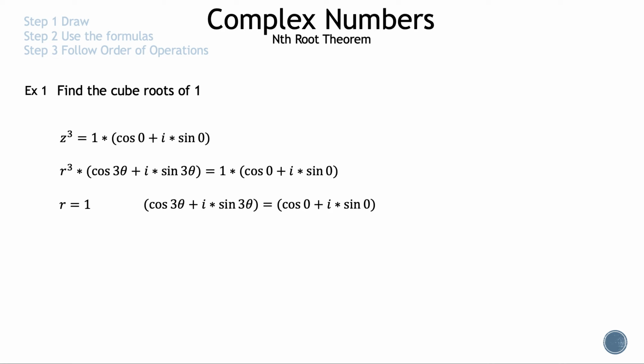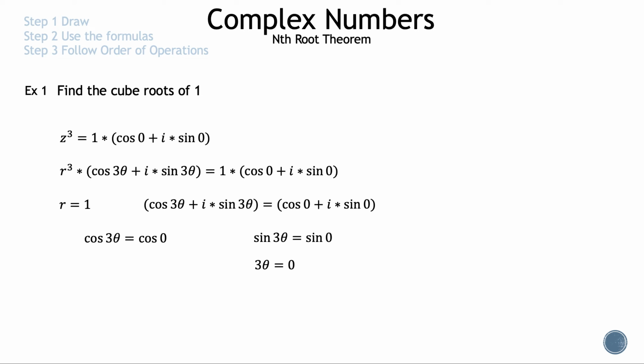Now, let's take a look at the complex solutions. We can separate that into two equations. The first equation, cosine of 3 theta is equal to cosine of 0, deals with the real numbers. And the second equation, sine of 3 theta is equal to sine of 0, deals with the complex numbers. Let's start with sine of 3 theta is equal to sine of 0. Since we have sine of something is equal to sine of something, we can say 3 theta is equal to 0. But that's not the only solution.